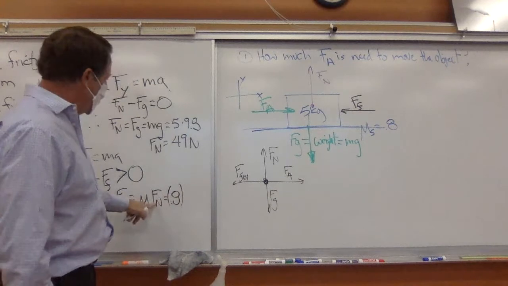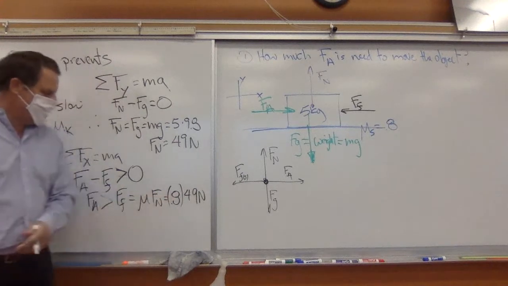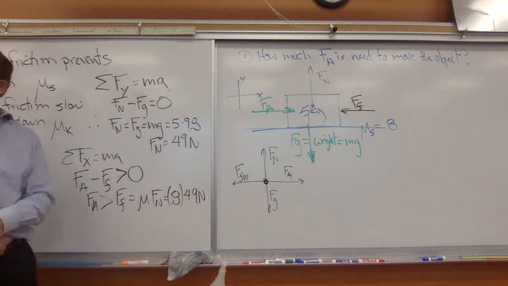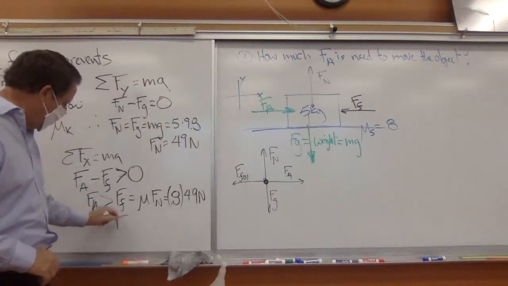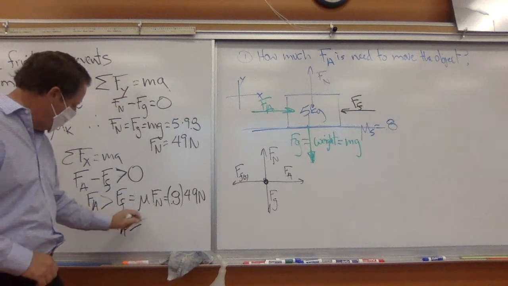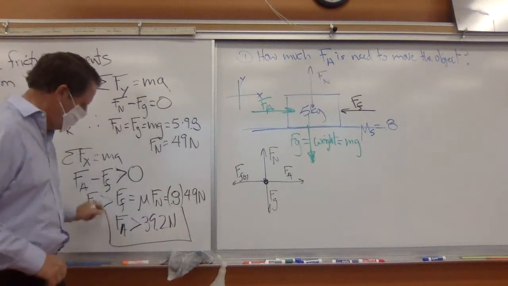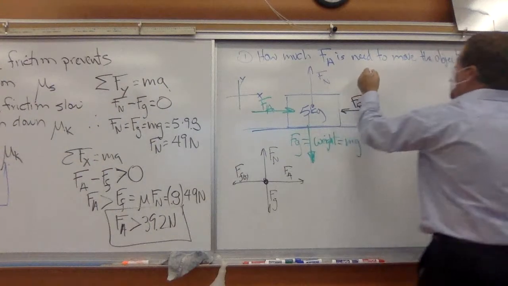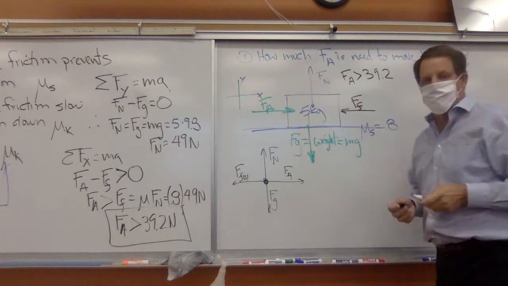0.8, our normal force is 49, and 0.8 times 49 is going to be 39.2. So our applied force has to be greater than 39.2 newtons. All right, so 39.2, the applied force has to be greater than 39.2.